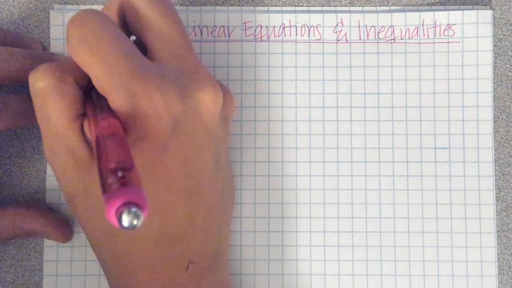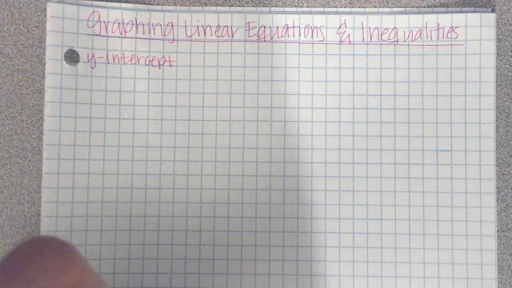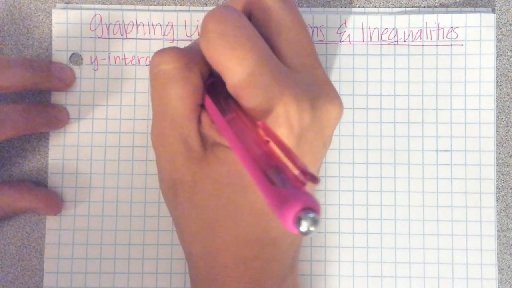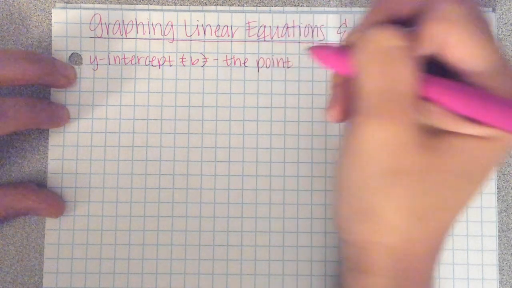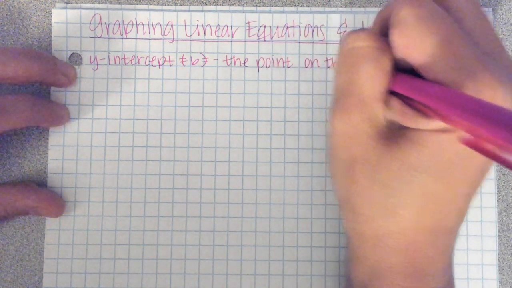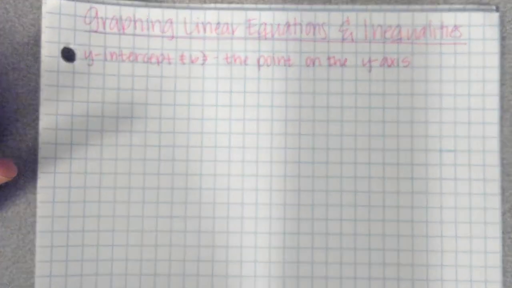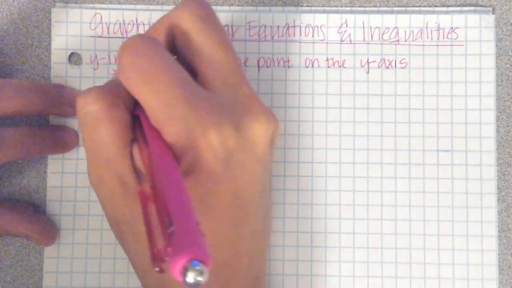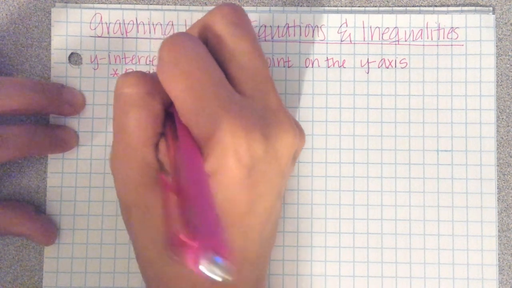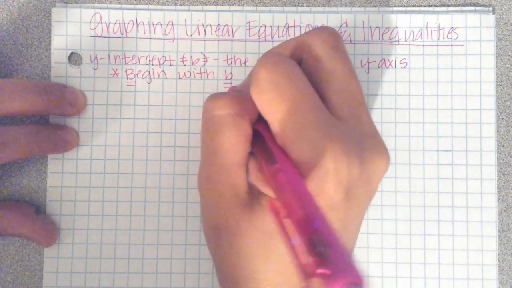We're going to go ahead and start with a quick definition of y-intercept, and as much as we need for these notes, sorry. So my y-intercept, if you remember, is my b, and this is the point on the y-axis. And for today's notes, I want you to remember begin with B. Begin with B.